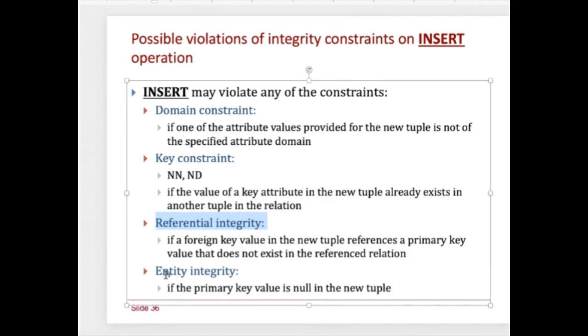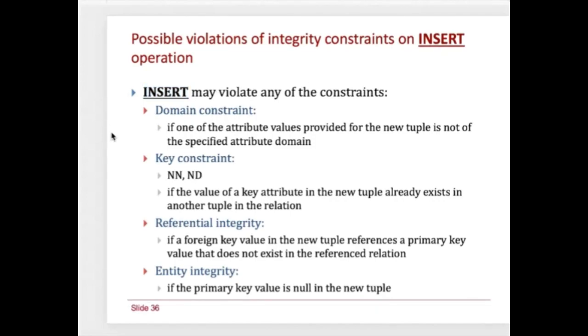Entity integrity is that if you have defined some column or some attribute as primary key, then you cannot leave the primary key as null. So a primary key value must be entered. These are the 4 insert violations that one can commit while inserting records in a database or in a relation. We are going to see some more examples.